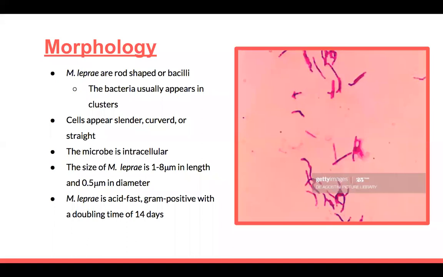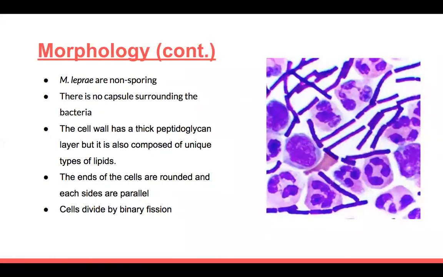M. leprae is an acid-fast, gram-positive microbe with a doubling time of 14 days. M. leprae are non-sporing, and there is no capsule surrounding the bacteria. The cell wall has a thick peptidoglycan layer, but it is also composed of unique types of lipids. The ends of the cells are rounded, and the sides of the cell are parallel, and the cells divide by binary fission.